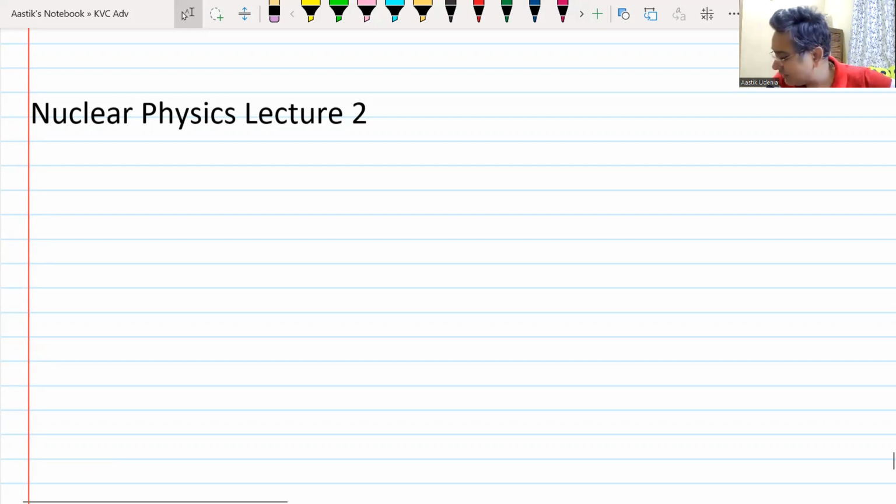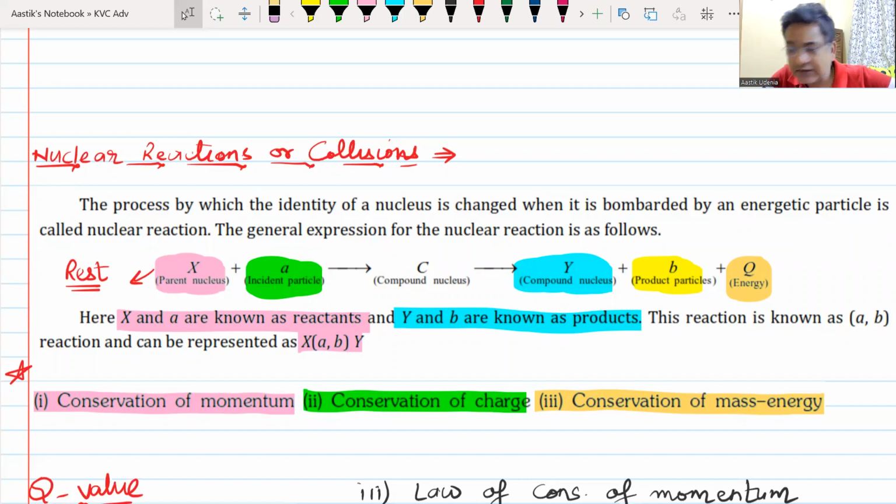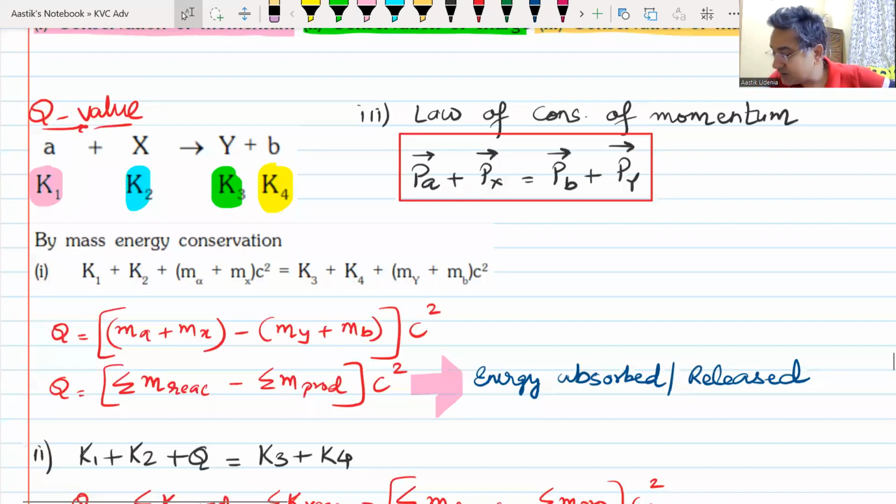In the last lecture, we had seen important factors about nuclear reactions. Whenever we are dealing with a nuclear reaction or collision, you must have a parent nucleus, then you have a particle which is incident on it that gives you a daughter nucleus and maybe some other particles and some energy. Now this energy which is released or absorbed in a nuclear reaction is known as the Q value of this nuclear reaction, and this Q value can be written in various forms.